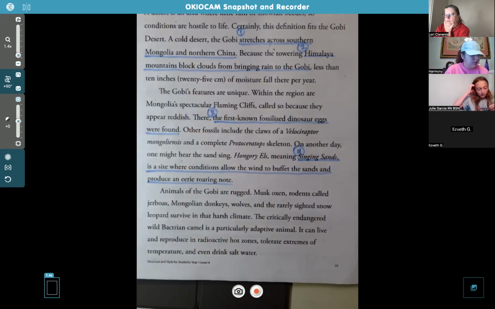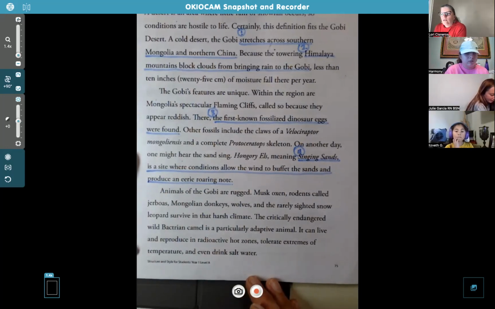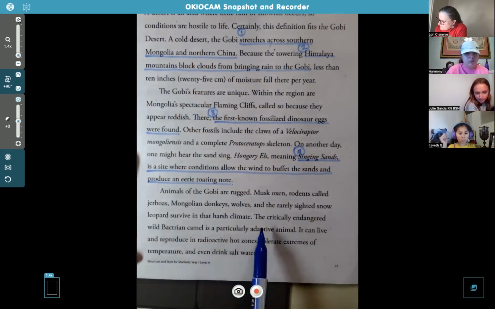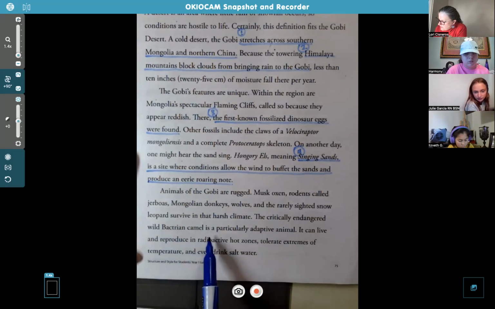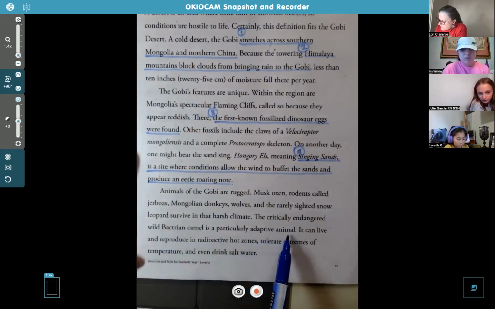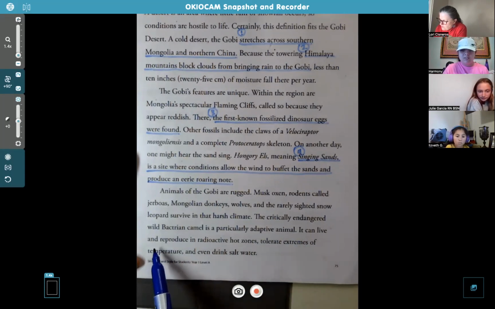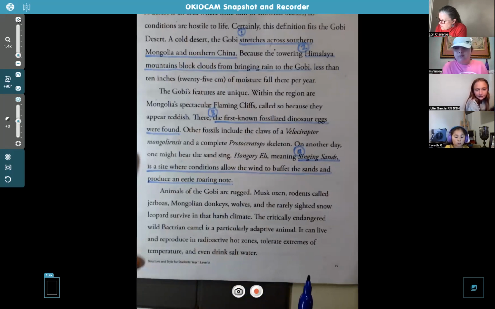Got one, Jana? Yeah. What do you think? The wild... Uh-oh, I can't hear you all of a sudden. Maybe turn toward the, there you go, turn toward the computer. The wild Bactrian camel. Yes. The critically endangered wild Bactrian camel is a particularly adaptive animal. And do you like this fact here that says it can live and reproduce in radioactive hot zones? That's kind of cool. So let's do this for that one.